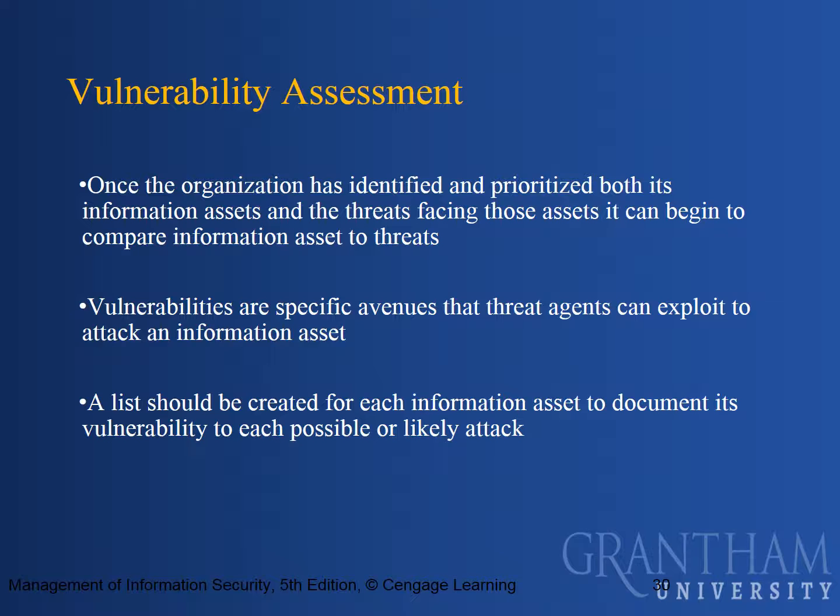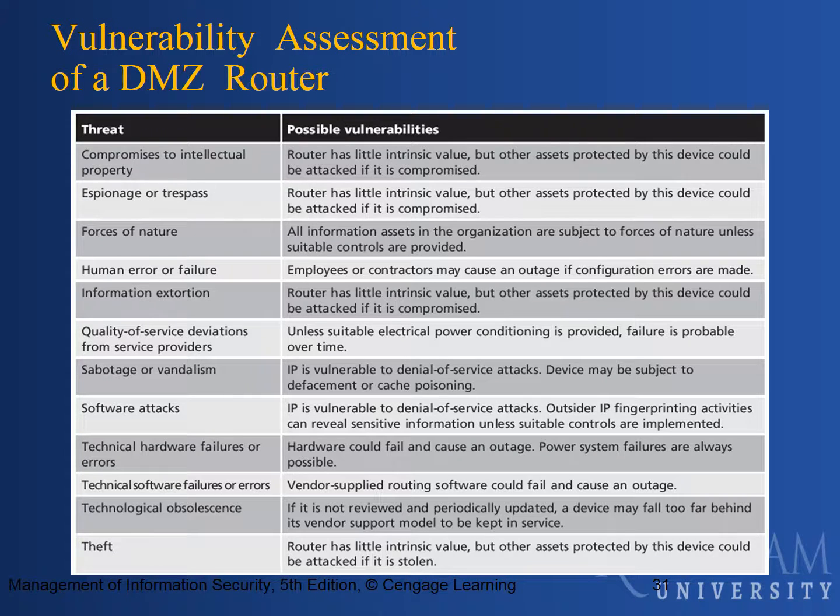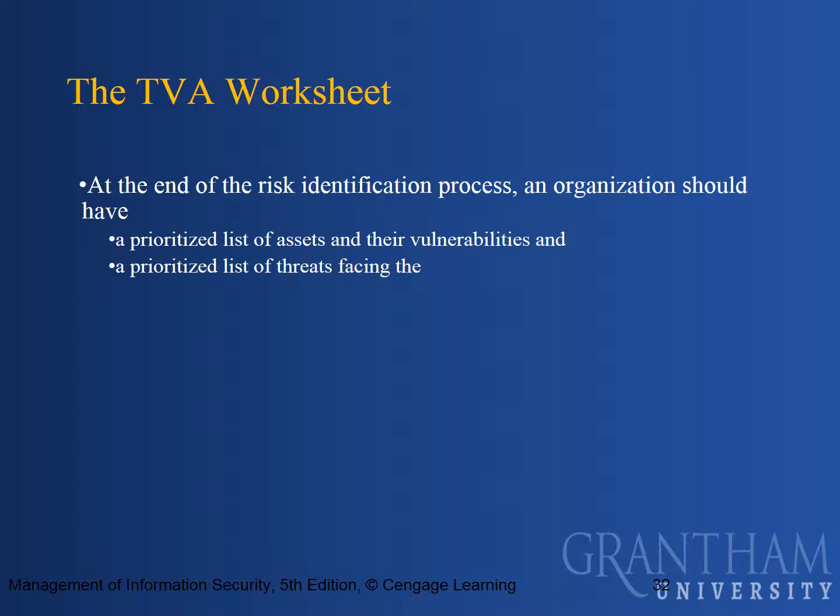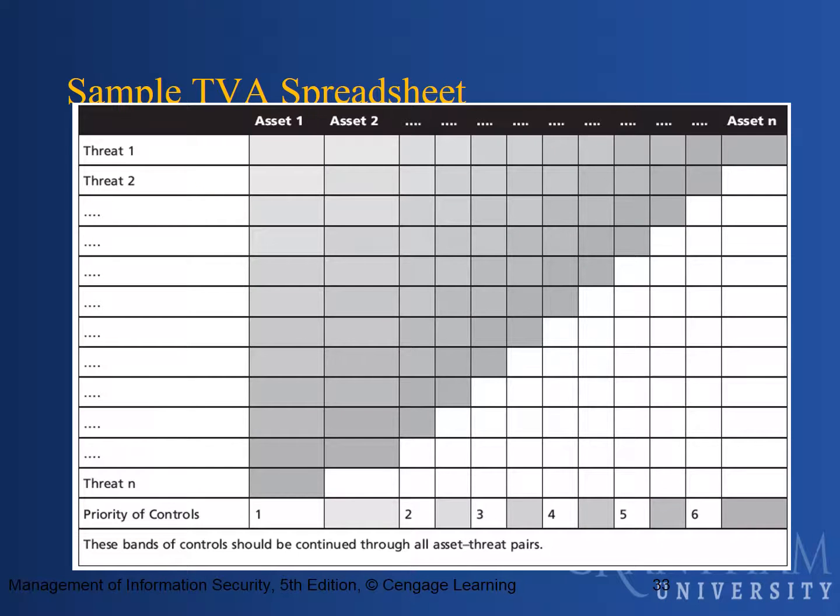A vulnerability assessment is important. This review leads to the creation of a list of vulnerabilities that remain potential risks to the organization. Note the vulnerability assessment of a DMZ router. The threat is identified and the possible vulnerability provided. The TVA worksheet. The prioritized list of assets and threats can be combined into a Threats, Vulnerabilities, Assets, TVA worksheet in preparation for the addition of vulnerability and control information during risk assessment. Here's a sample TVA spreadsheet.